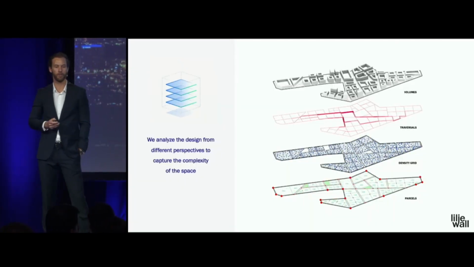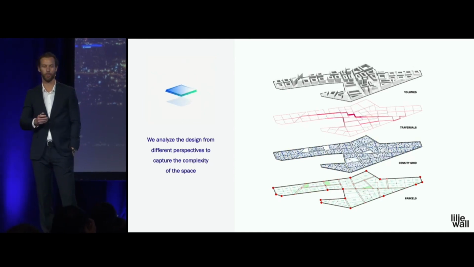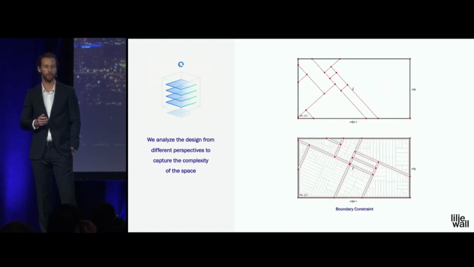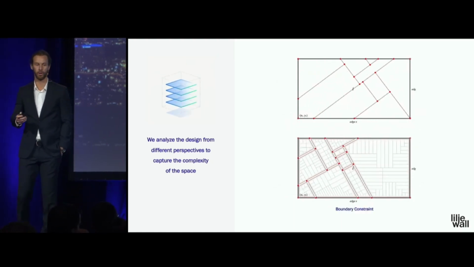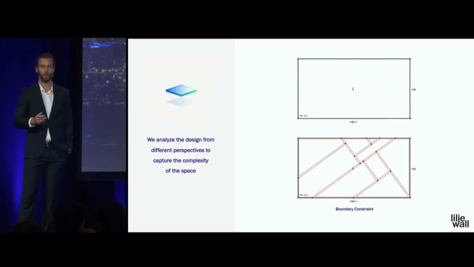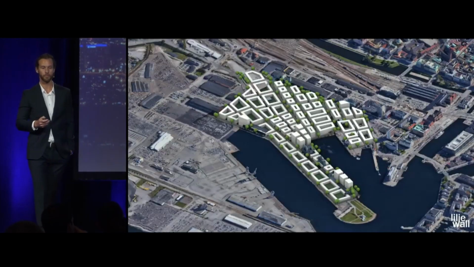We look at the generated proposal in different layers to capture the complexity of the space. And this is how the algorithm is working, that you create these lines and you're able to rotate them, and it subdivides all the parcels in between.